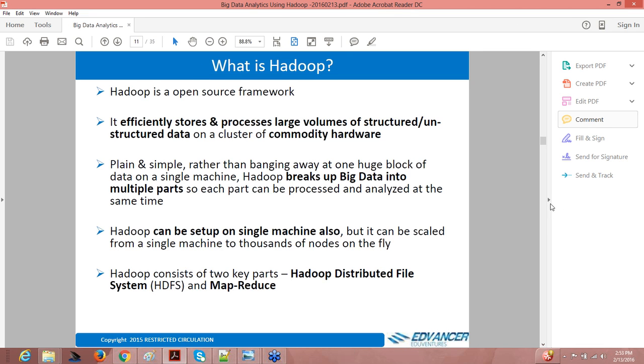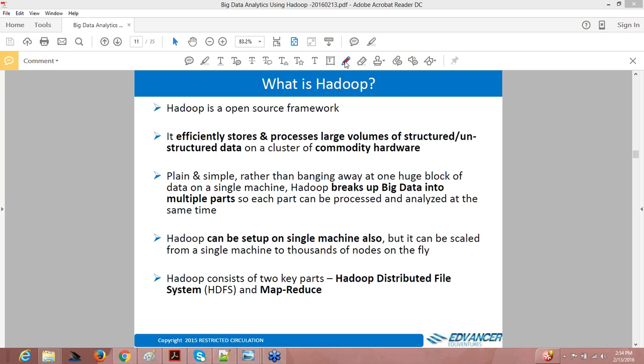So what does this mean? Let's say this is a distributed system. This is the file. When it is stored, it will be split into blocks, and the blocks will get distributed across multiple nodes. So when you process this file, these blocks will be processed in parallel.